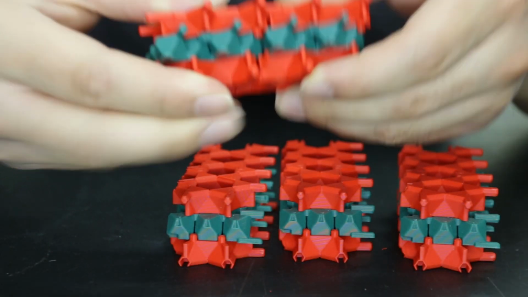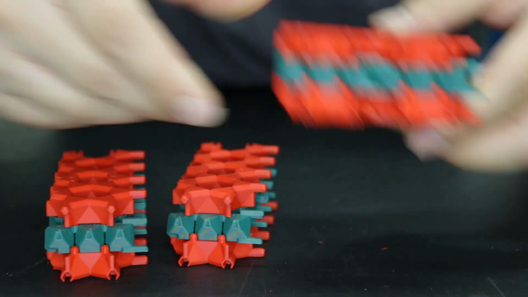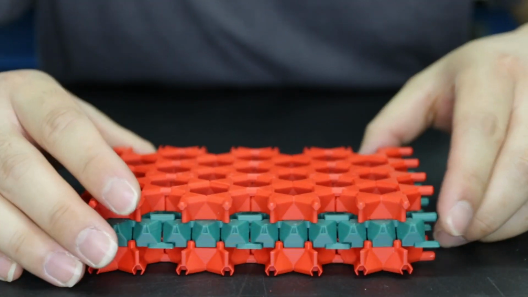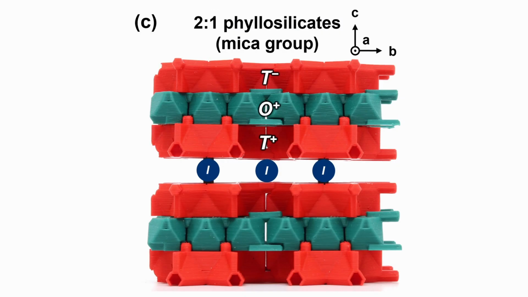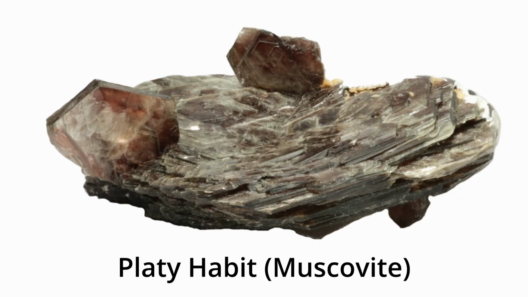When 2-to-1 phyllosilicates grow, they preferentially form along the strongest bonds in the structure, which would be the horizontal T to T and O to O linkages. The vertical bonds between the individual TOT sheets are much weaker. So, these mineral layers want to grow along the same plane, leading to a platy habit at the macro level.